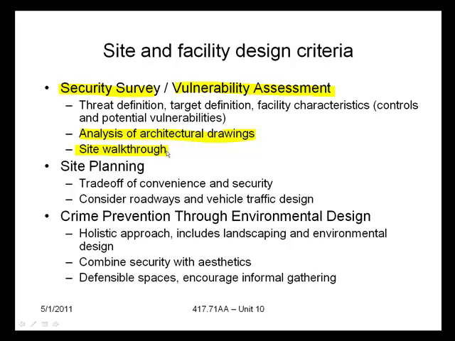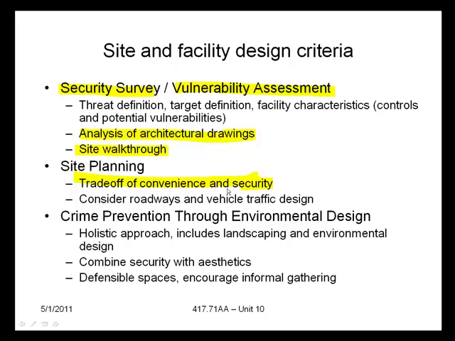Following that, site planning. Site planning for security, as with information security, involves a trade-off of convenience and security. Consider roadways and vehicle traffic design. Mentioned in the book is that there are ways of aligning roadways in the interior of a property so as to make it harder for someone to use a vehicle as a battering ram, and to make vehicle traffic easier to control and more visible. Now, another topic is crime prevention through environmental design.